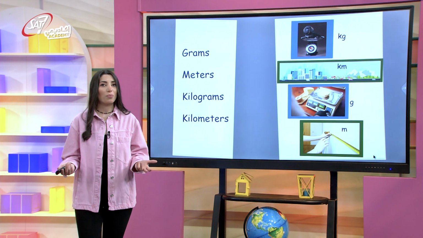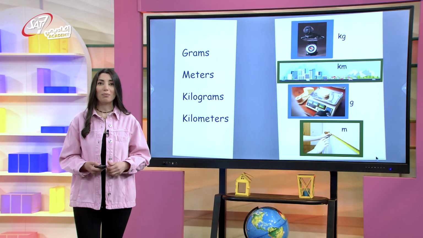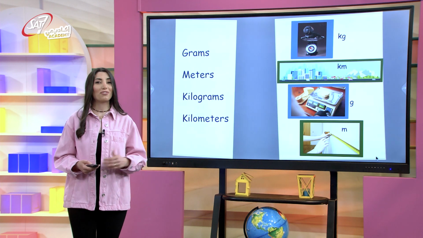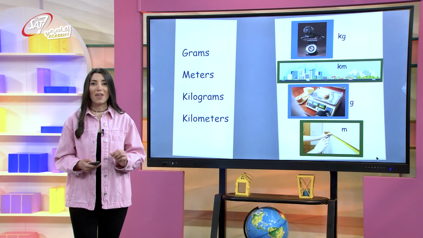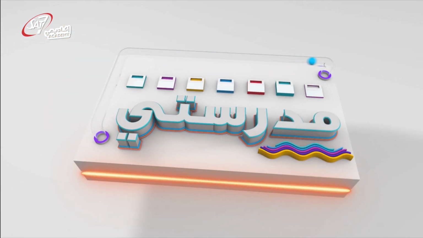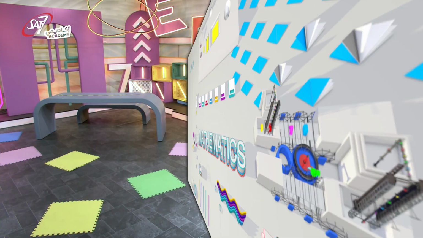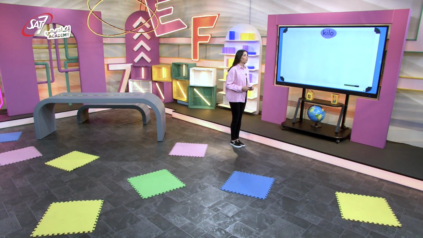What is a kilo? What do kilograms and kilometers have in common? And what is the difference between grams and meters? That's what we will explore in this episode. The prefix kilo comes from Greek origin, meaning 1,000. A kilogram holds 1,000 grams, and a kilometer holds 1,000 meters.